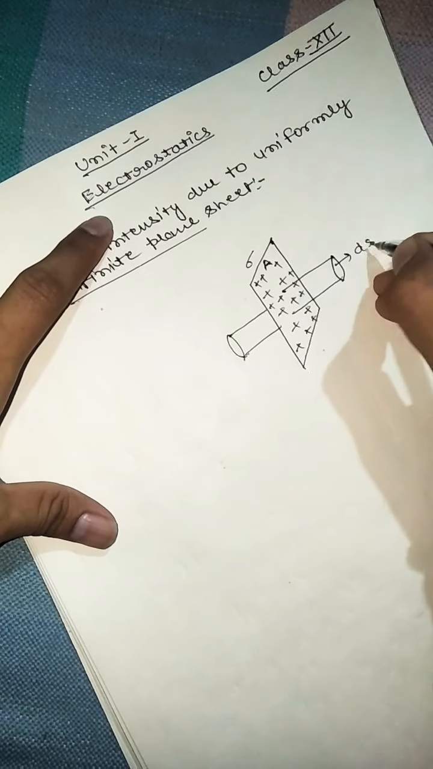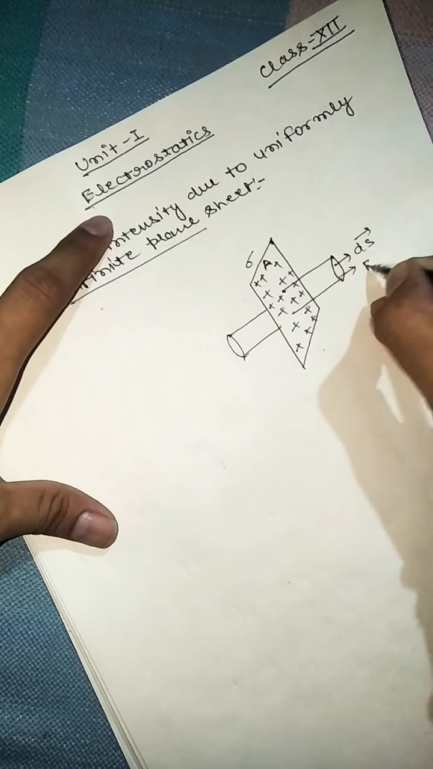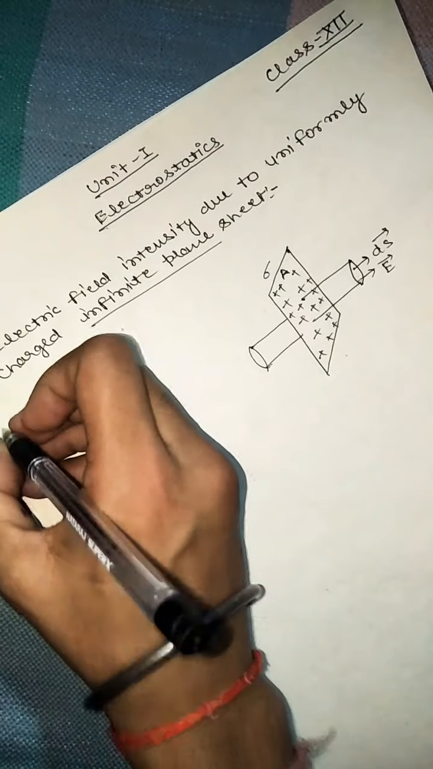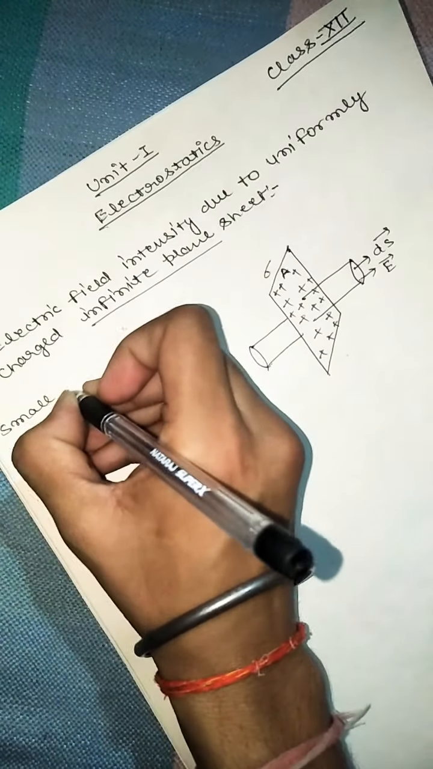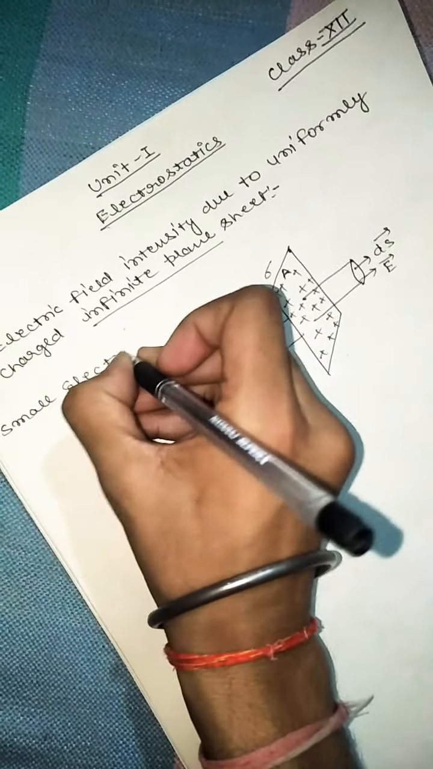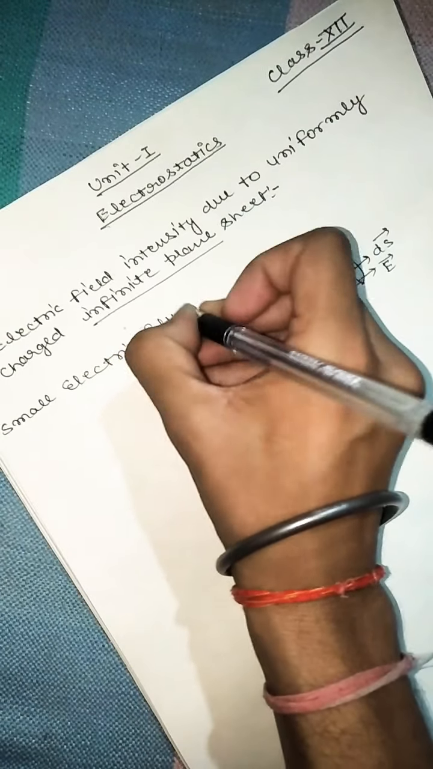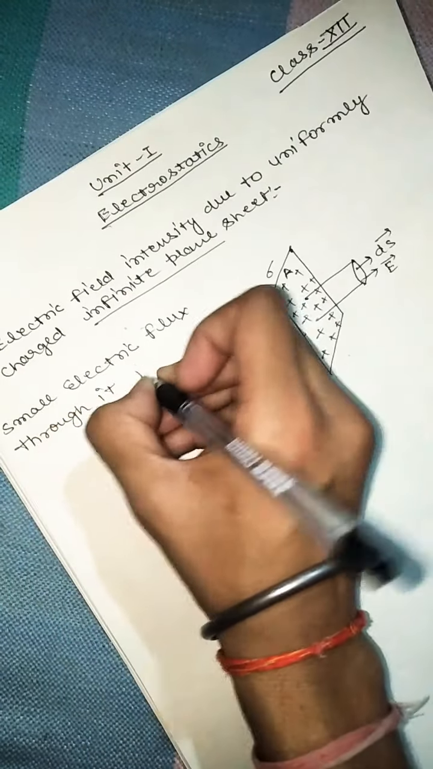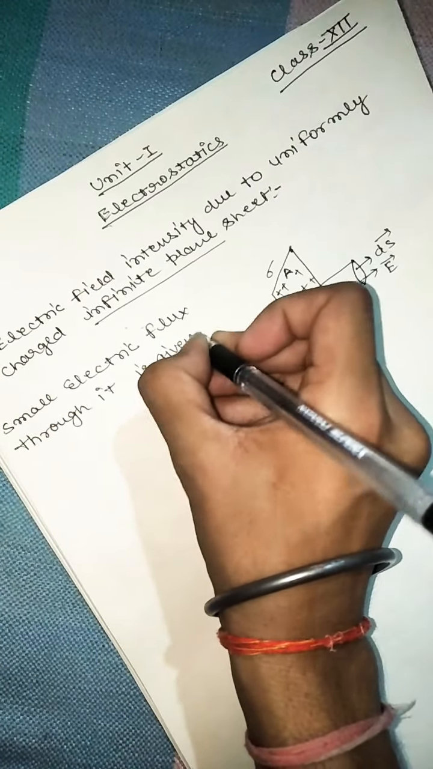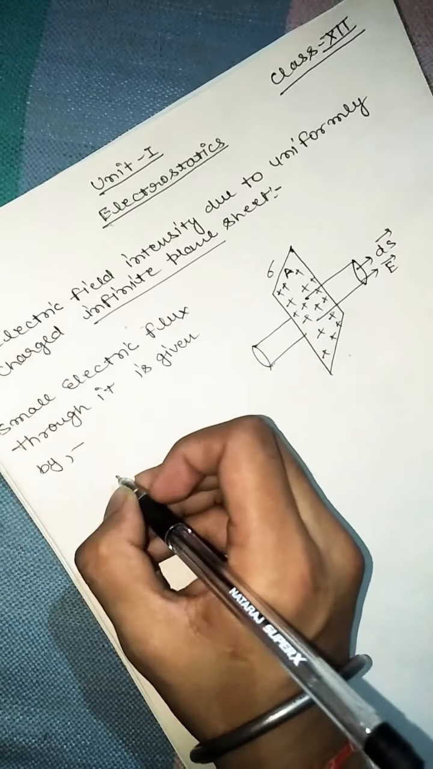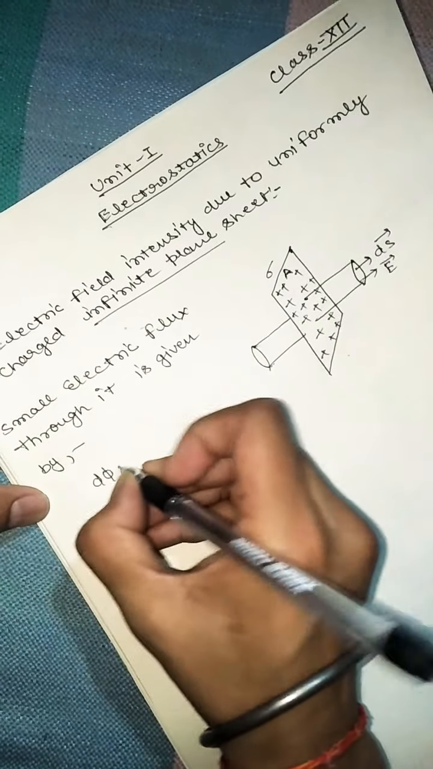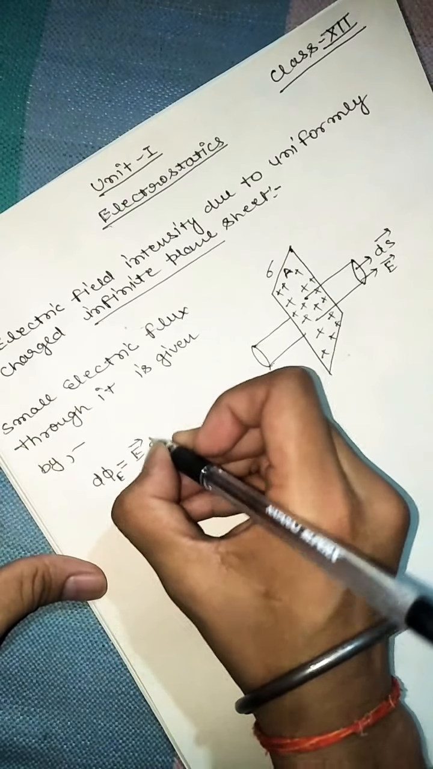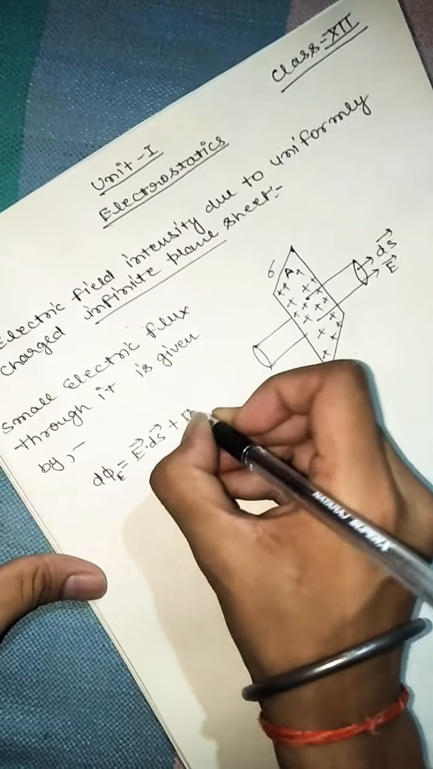Let ds be the small area we are taking and E be the electric field on it. Thus, the small electric flux through it is given by, how will you write the small electric flux through it? That is d phi E is equal to E dot ds plus E dot ds.